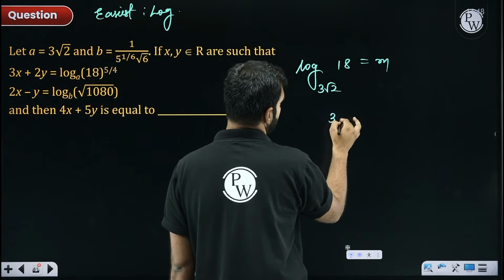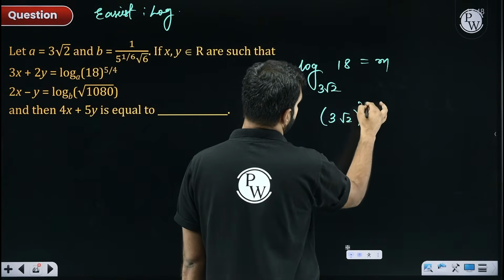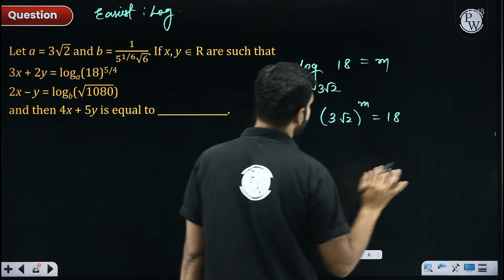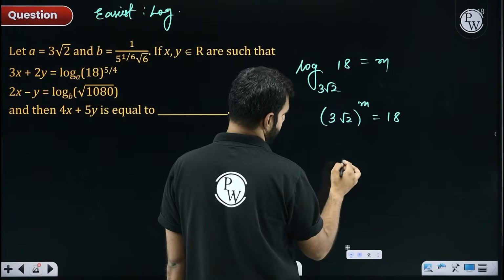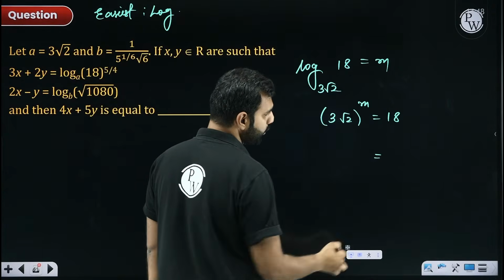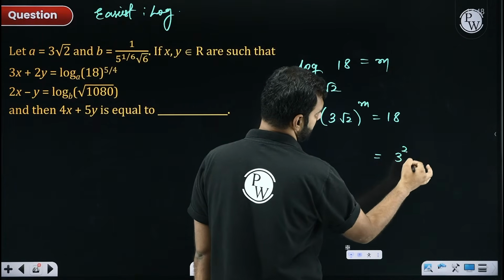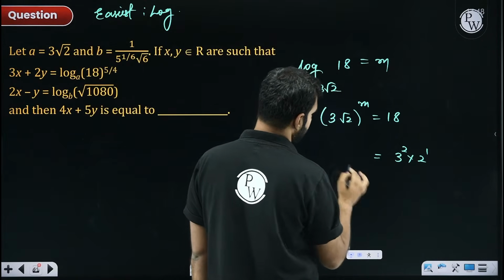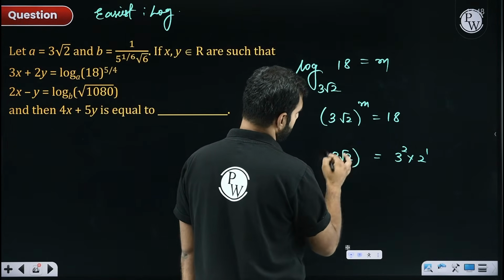This can be written as (3√2)^m as 18. Everyone getting that? So this 18 is what? 9 into 2. 9 into 2 means what? 3 square into 2. I hope you're getting it. This is (3√2) to the power m.